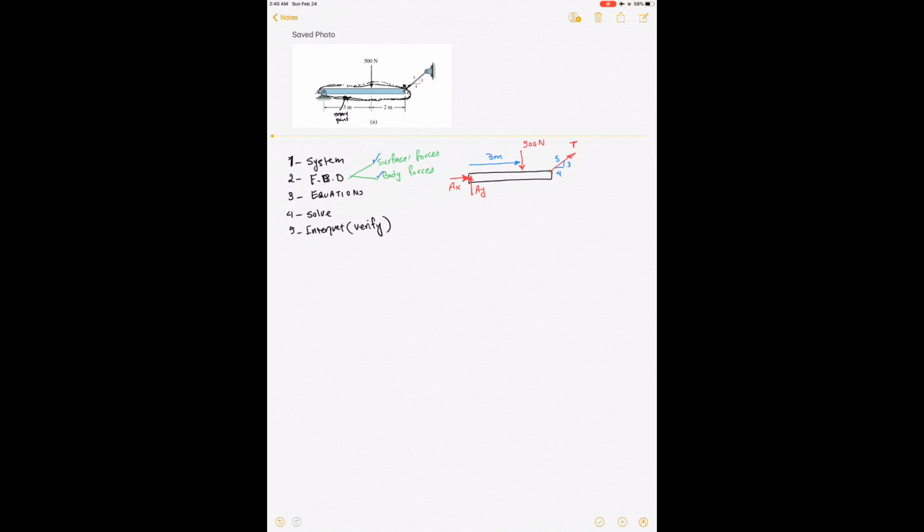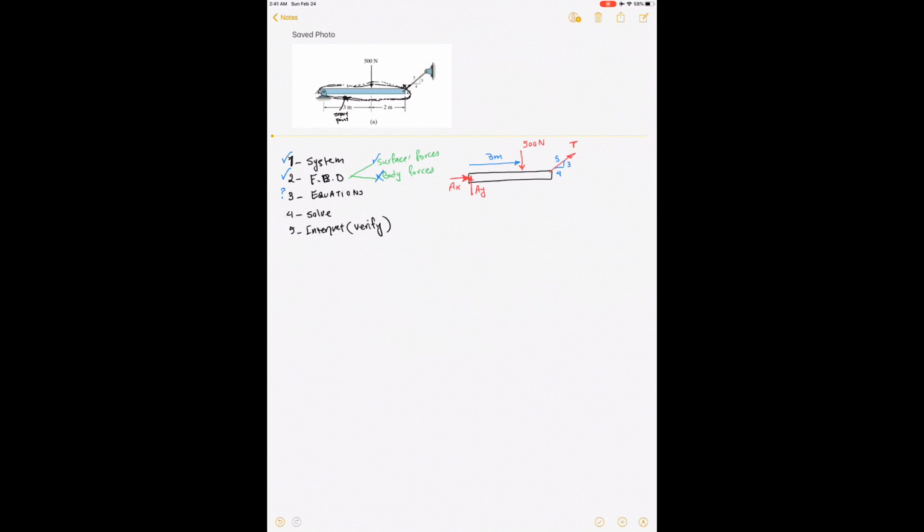Now I ask this question: how much is the weight of this beam? Assuming that this is almost massless, or the mass is small, I can ignore the body forces, and in this case I'm done with the free body diagram, or step 2. So I'm going to check mark step 1, step 2. Now I'm ready to write the equations, so I put the question mark because I'm working on this step, right?